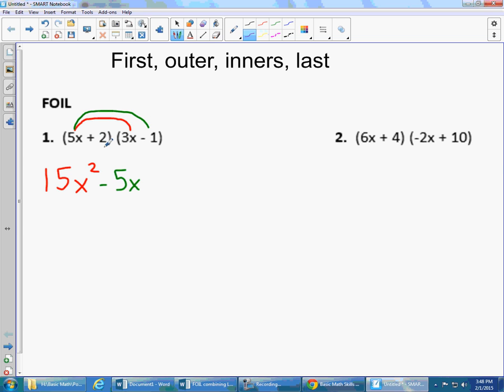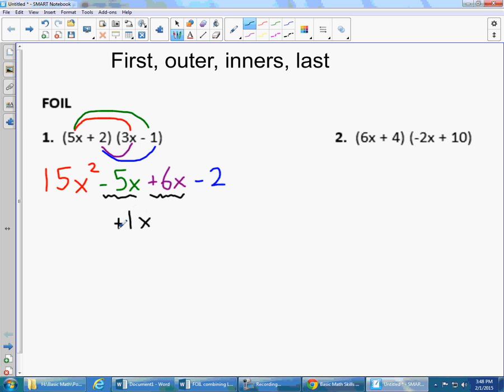Then I do the inners, which is 2 times 3x. 2 times 3x is positive 6x. Then I do my last. My last would be 2 times negative 1. That just gets me negative 2. Now, whenever I do a FOIL style problem, which is a binomial times a binomial, since there's two terms each, I'm going to combine the middle term. So if I combine these two, negative 5x plus 6x, that just gives me positive 1x.